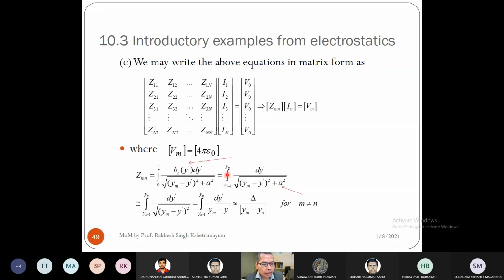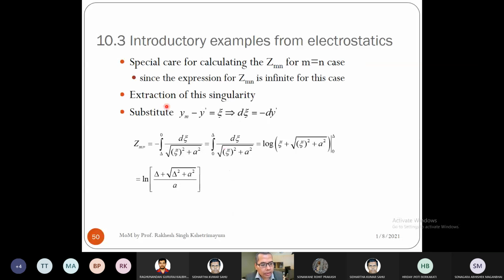And you'll see that later on, diagonal elements are the major contribution of this Z matrix, because source and observation are very near in this case. So let's say if you want to calculate the diagonal elements when m is equal to n, in that case, you have to take care of the singularity effect. For that, you can directly do integration here.